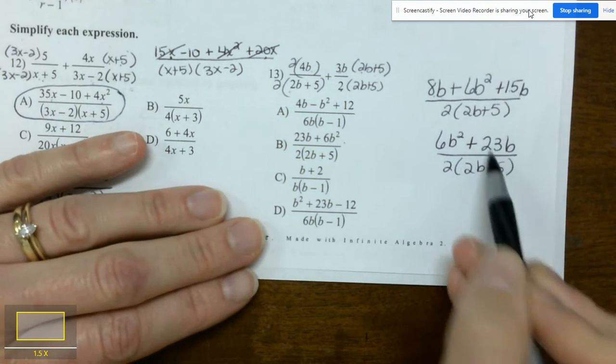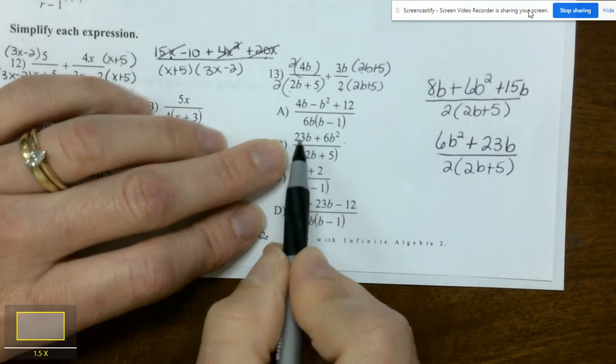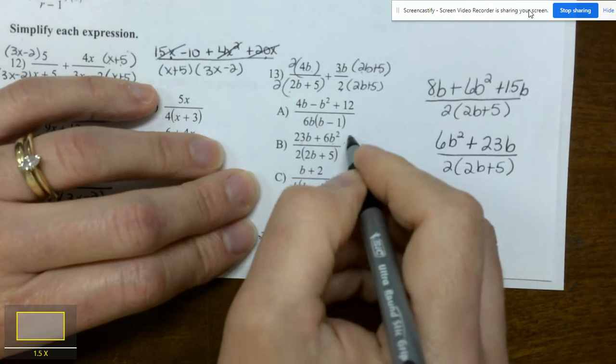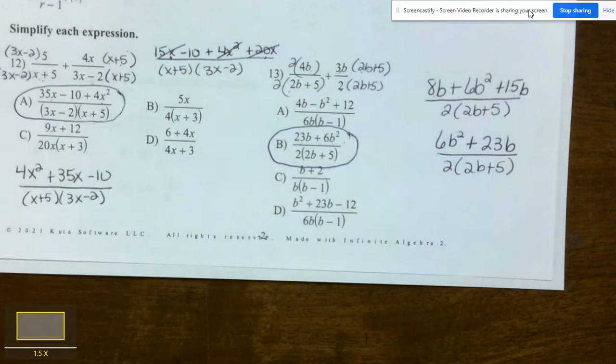Okay, let's look for this answer over here. And you can see it's just a different order, 23b plus 6b squared, that's okay, over our denominator. So our answer is choice B.